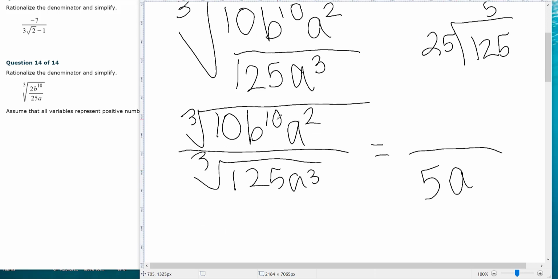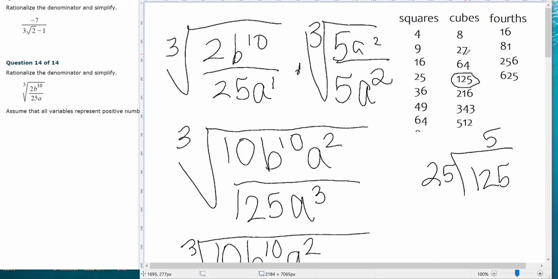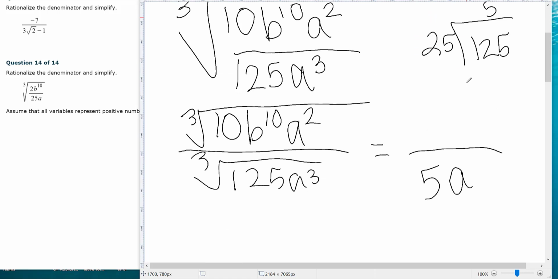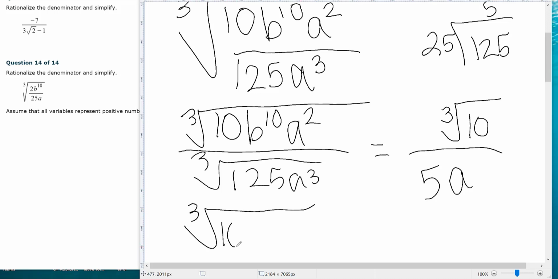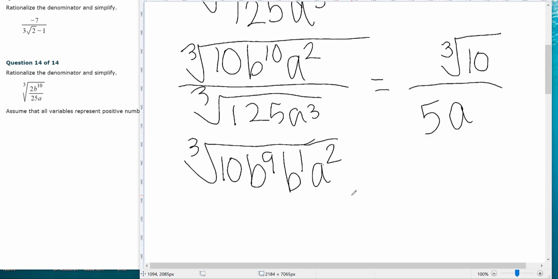Now I have to look in my numerator, and I have to decide, are there any perfect cubes in 10? And look, here are my cubes, 8, 27, 64. So I'm not going to be able to do anything with that cube root of 10. However, b to the 10th can be written, so let me rewrite this numerator. The cube root of 10, b to the 9th, b to the 1, because I want something 3 will go into evenly for the exponent, and then the a squared, there's nothing I can do about that. Now the cube root of 10 is going to have to stay inside. The 10, I have no factors that will go into 10. So like I said, the 10 stays inside.